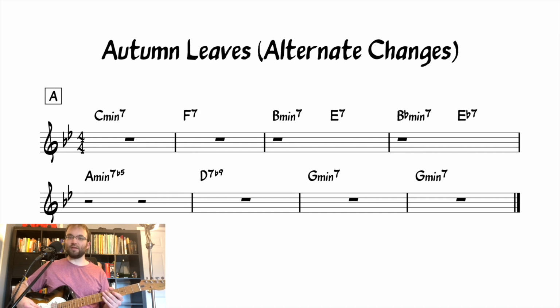So one common thing that you can do over the solo section of this song is you can do this descending 2-5 pattern to get from the C minor down to the A minor 7 flat 5. So what you do is you start with C minor 7 for 1 bar.